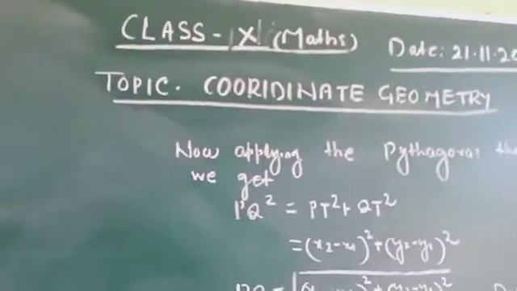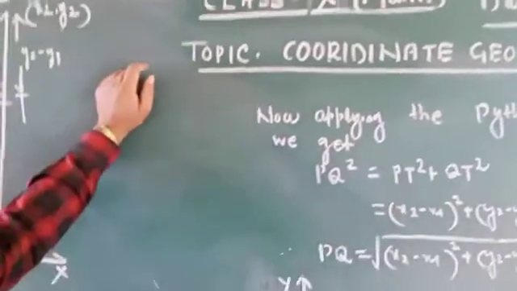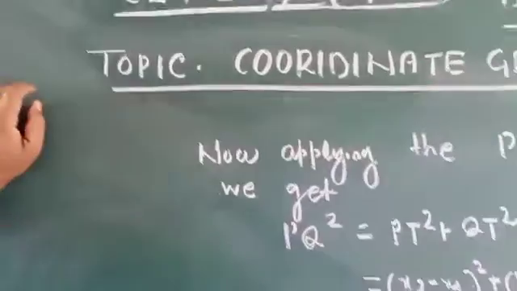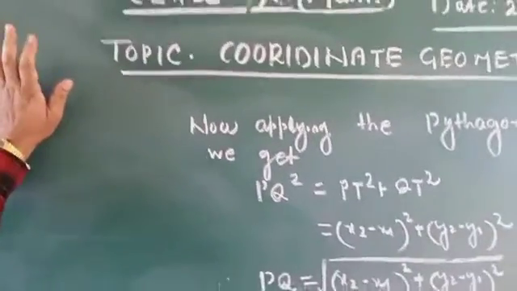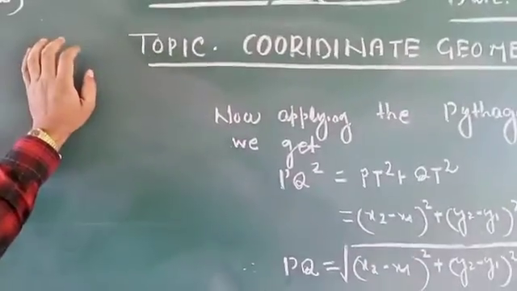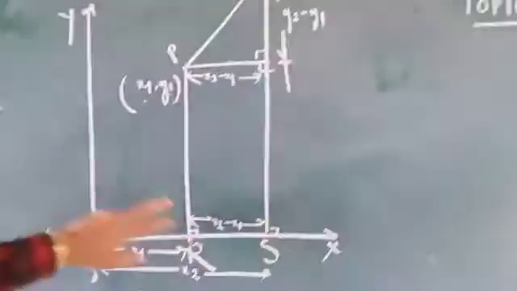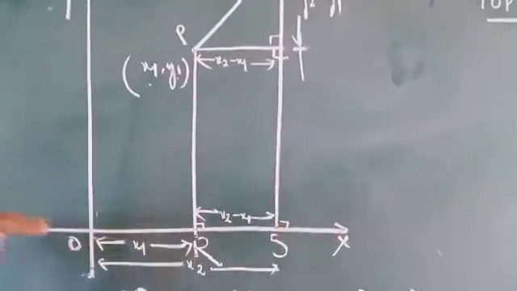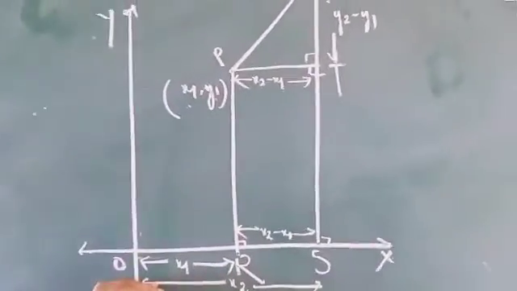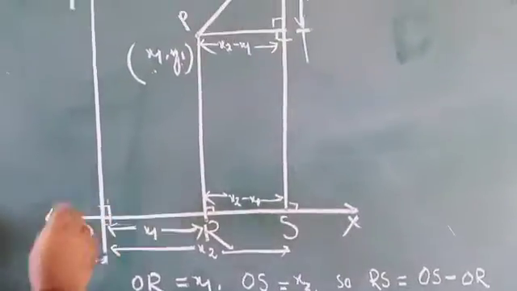Good morning children, class 10. We are discussing the chapter coordinate geometry, and today we have to derive the distance formula. Suppose coordinate geometry, so you see here x and y. OX is the horizontal line, OY is the vertical, they intersect at the point O, called the origin.